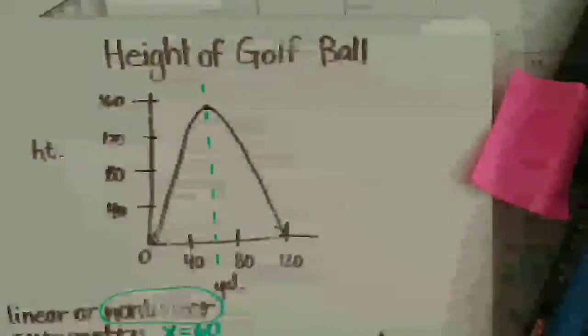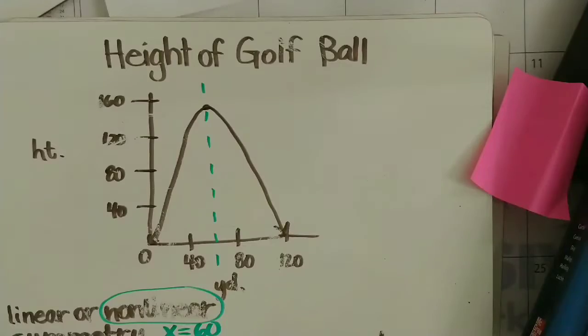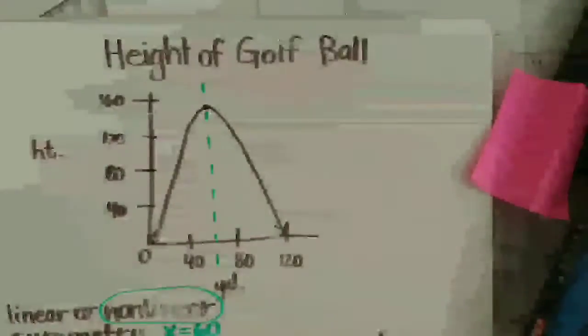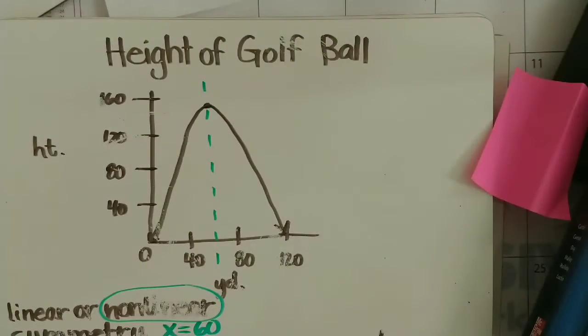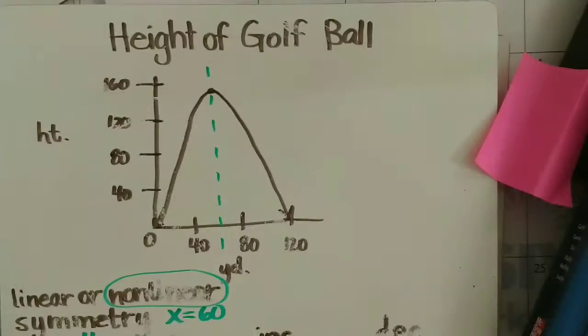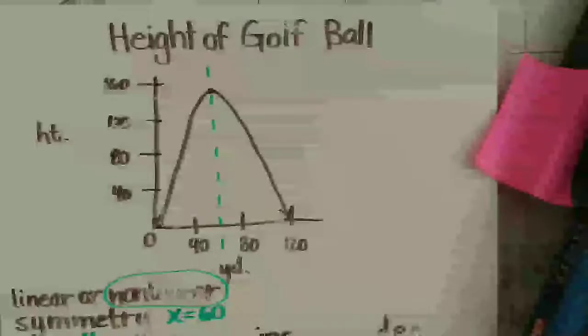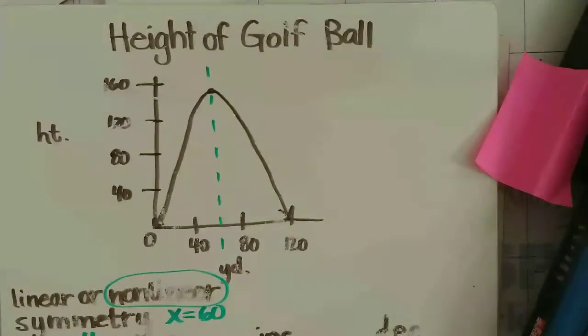Now let's talk where it's positive. Where does it lie above the x-axis? And I believe all of this is above the x-axis. Negative, where does it lie below? None.